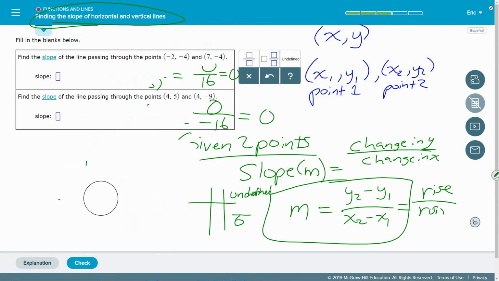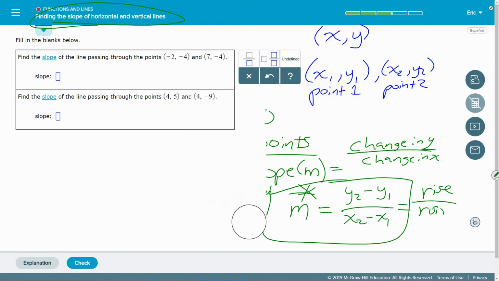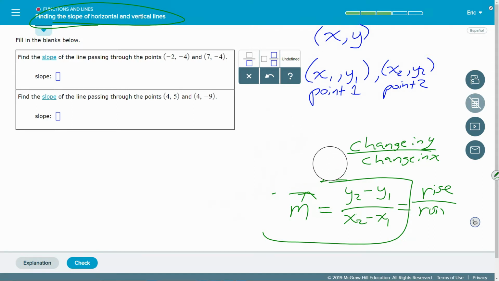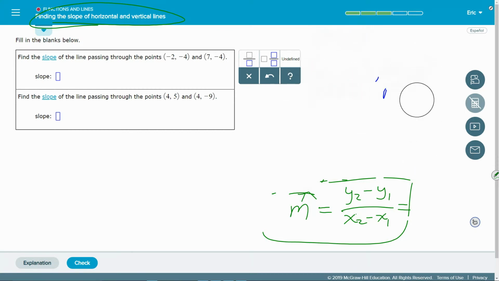So to drive home the cheat code for this particular topic, and remember, this is for any 2 points. It works for any 2 points finding the slope. This cheat code only works if you are completely 110% certain that you're dealing with a vertical or a horizontal line. If your x's are the same, that is undefined.